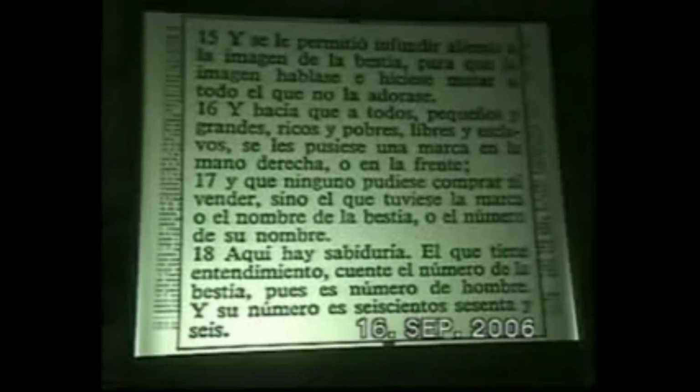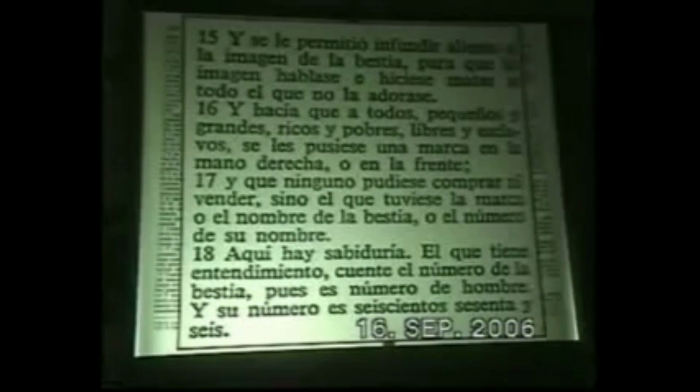And he causeth all. This text is starting to sound familiar to you, right, from the other day? Both small and great, rich and poor, free and bond, to receive a mark in their right hand or in their foreheads. You remember the topic we discussed last time, right? And that no man might buy or sell, save he that had the mark, or the name of the beast, or the number of his name. Here is wisdom. Let him that hath understanding count the number of the beast, for it is the number of a man. Oops. What's a clue, huh? And his number is 666.